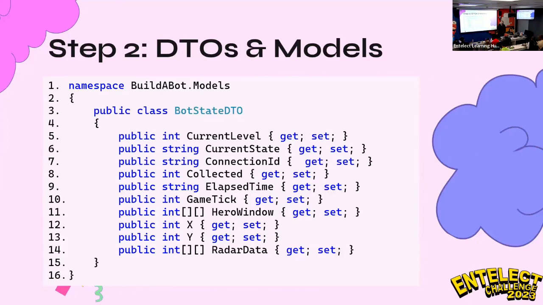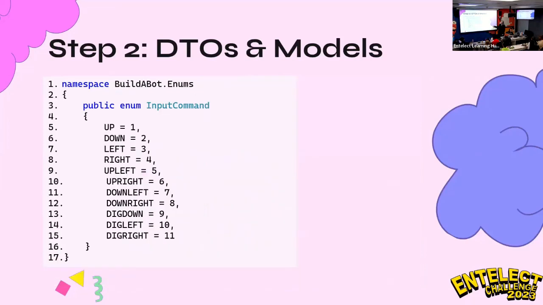Then we have an input command enum. These are basically all the available options you have to send to the runner to tell your bot to move. So the basic left, right moves left and right, obviously. Up will either jump or climb if you're on a ladder. Up right and up left will jump diagonally. And then down will either go down a ladder, or if you're on a platform, it'll drop you through the platform. And then digging will basically do the same movements, but it'll dig through ground.